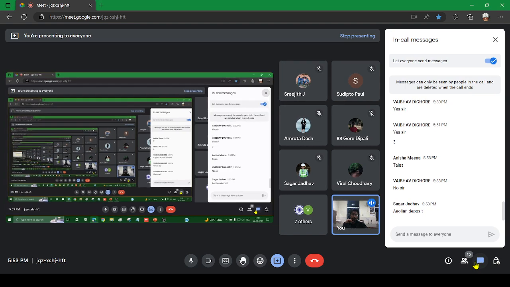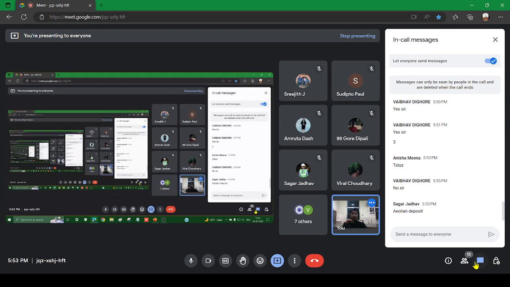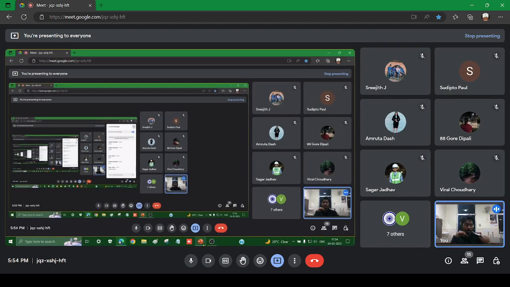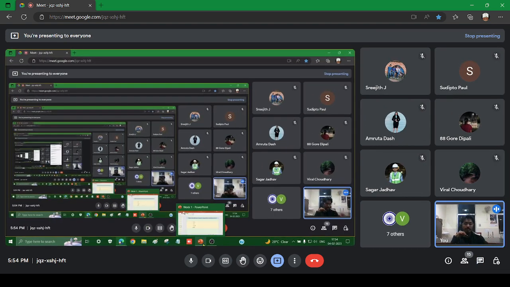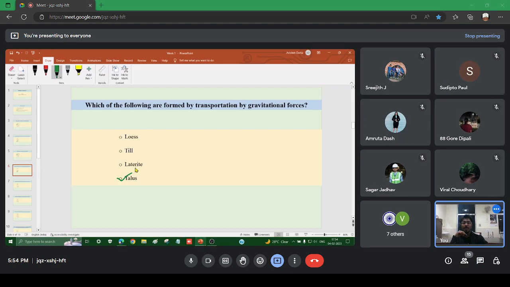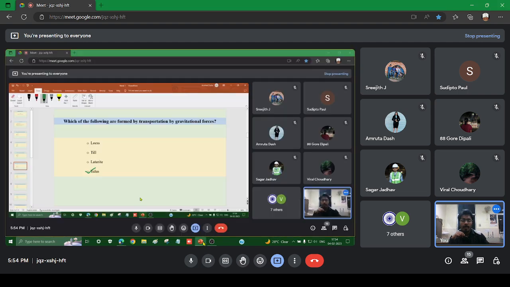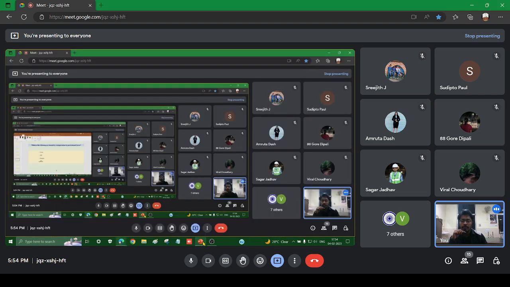Only one answer, Aeolian deposit. Okay, yes, it is an Aeolian deposit. That means it is being transported by wind. What is till? Anyone? How is it formed? Till?